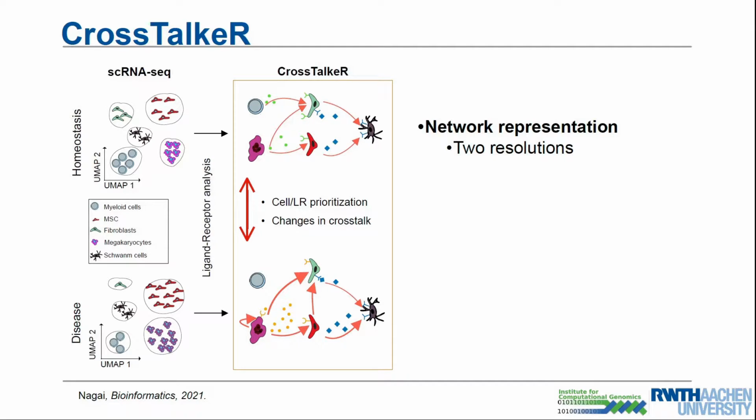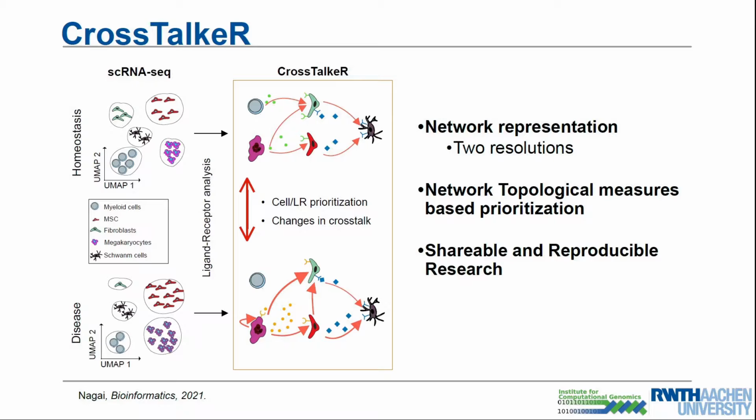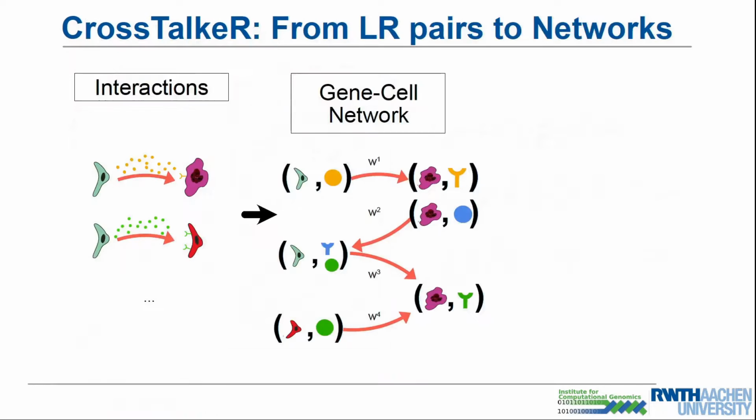It's an R package, and to do that, CrossTalkeR builds two network resolutions. One prioritizes cells and another focuses on the gene cells. Here we also use topological measures to do the prioritization, and in the end, CrossTalkeR produces an output in the format of a shareable report, and all the data is stored in an R object to allow reproducible research.